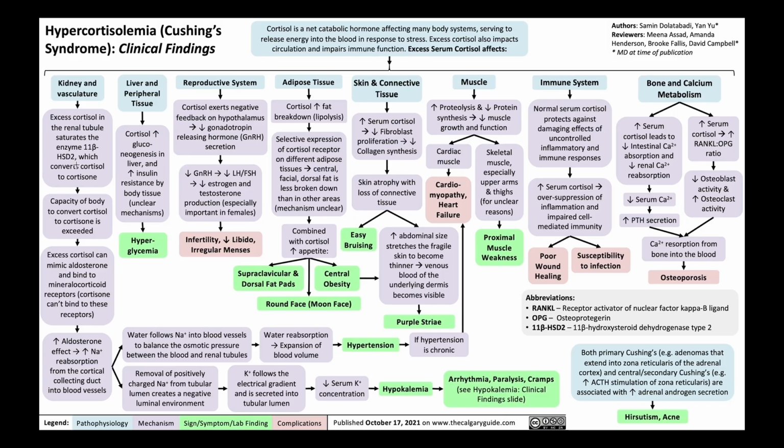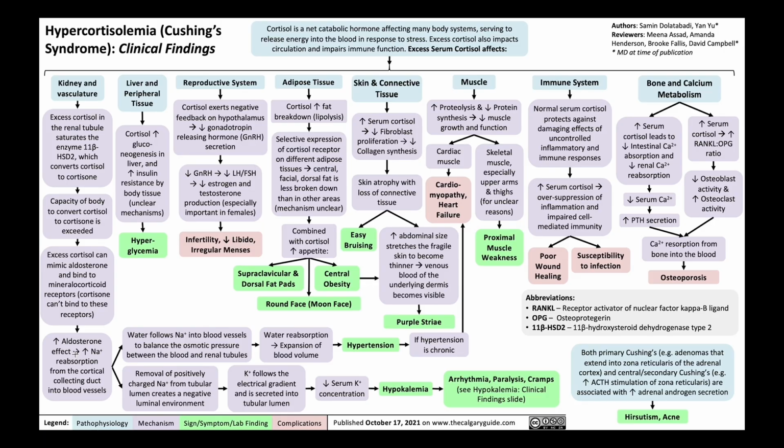11-beta-HSD2, short for 11-beta-hydroxysteroid dehydrogenase type 2. This is the enzyme that normally converts cortisol into cortisone. Because this enzyme is saturated, the capacity of the body to convert cortisol to cortisone is exceeded. Excess cortisol can mimic aldosterone and bind to mineralocorticoid receptors. Note that cortisone can't normally bind to these receptors.